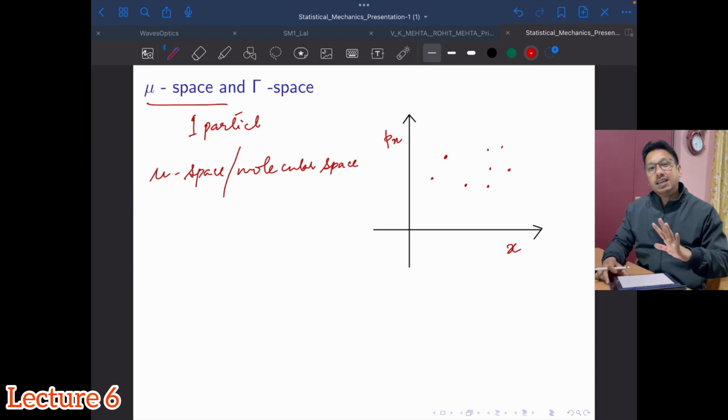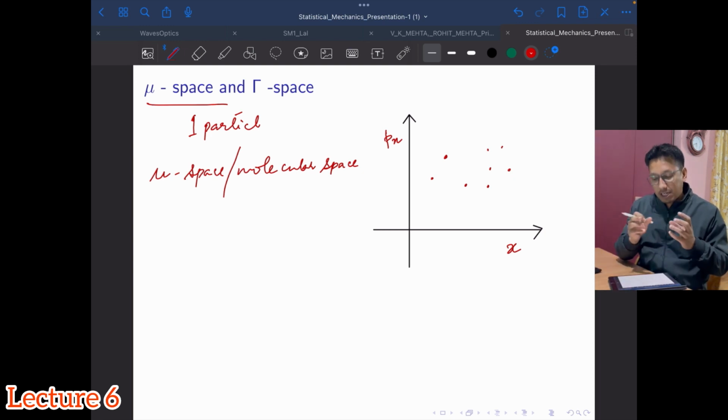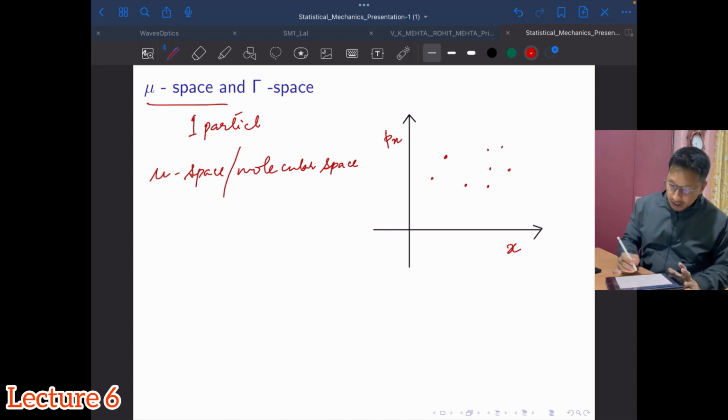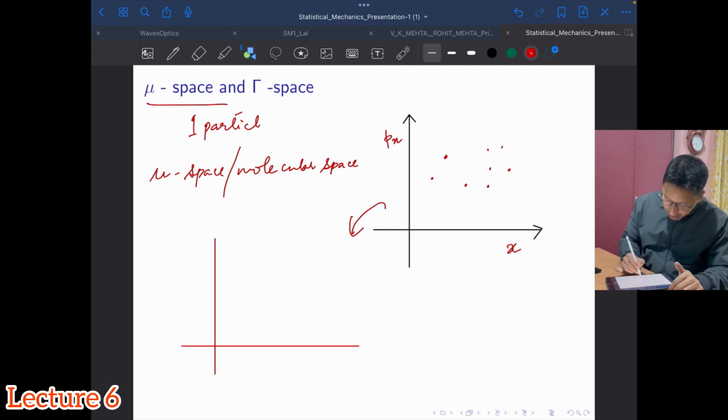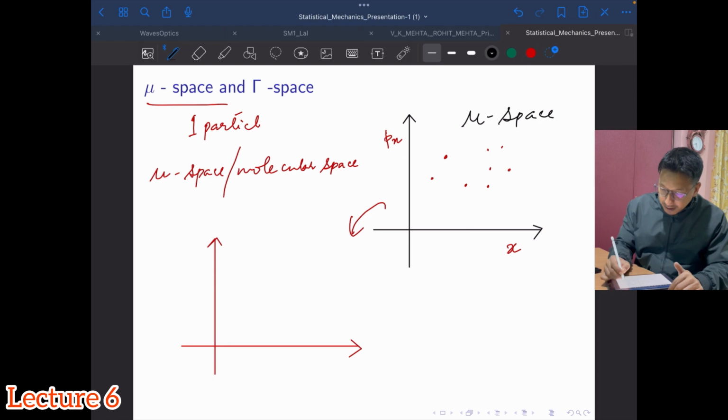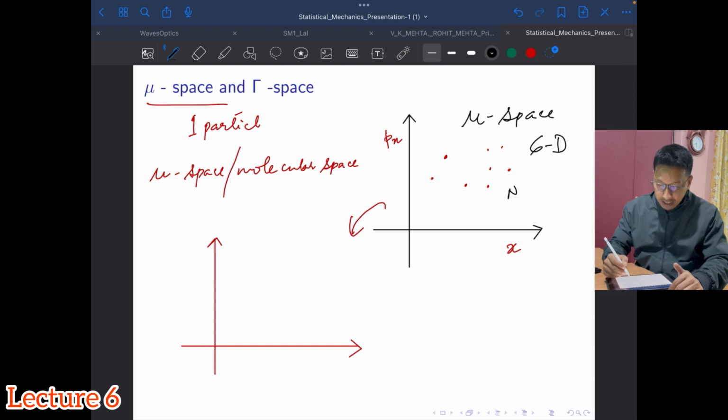Now the same n-particle system can be represented in another way. Think about shifting all the information about these n particles to some axes. So imagine representing the same system in a 6n-dimensional space. So what I have done here: this mu space was 6D, and it had n points, because I have considered n particles. That's n points in the phase space.